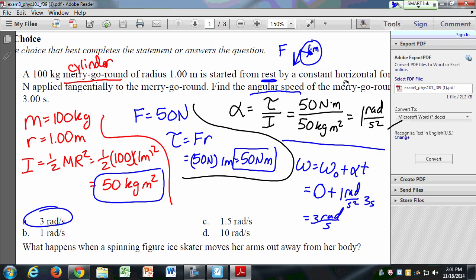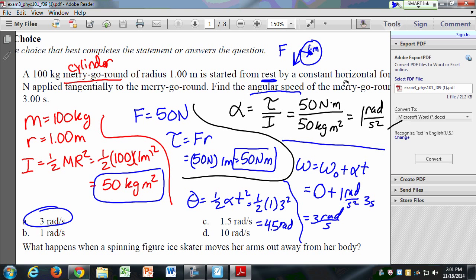If instead I asked for the angular displacement here, I would just say theta equals 1/2 alpha t squared. That would be 1/2 of 1 times 3 seconds squared, which is 4.5 radians. So you will have one like that. Y'all could do that right now, just following those steps.